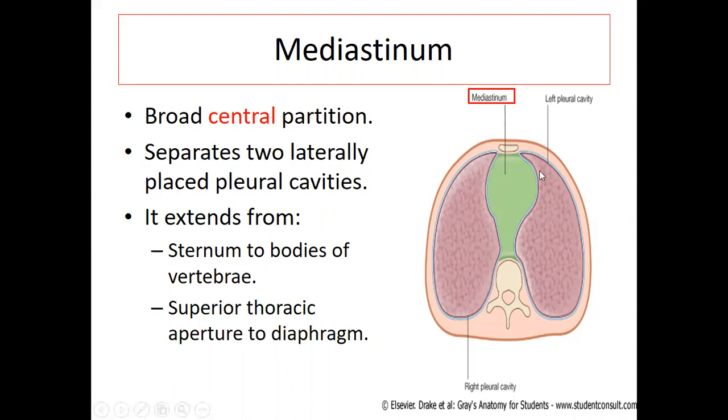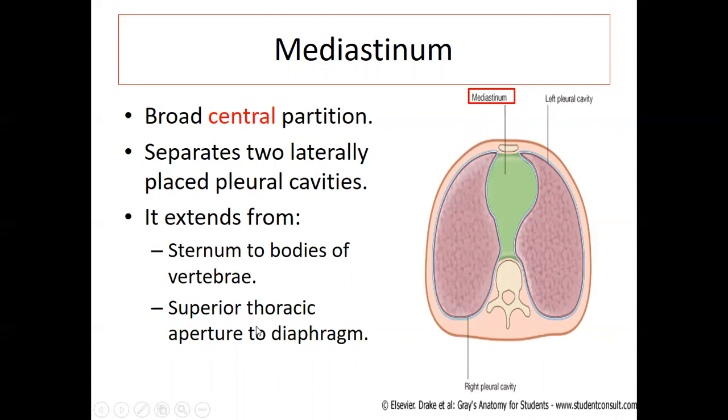And this mediastinum extends from the sternum to the body of the vertebra. At the back here we have the body of the vertebra, and at the front here we have the sternum. Actually, this is the view that you see from above.